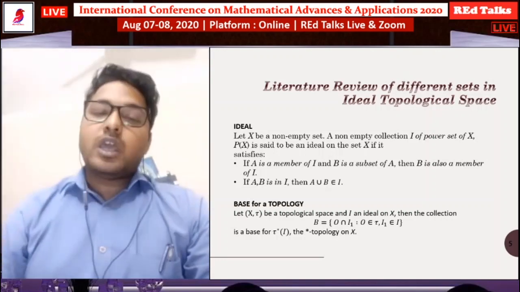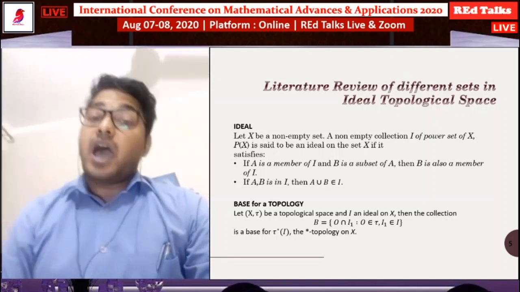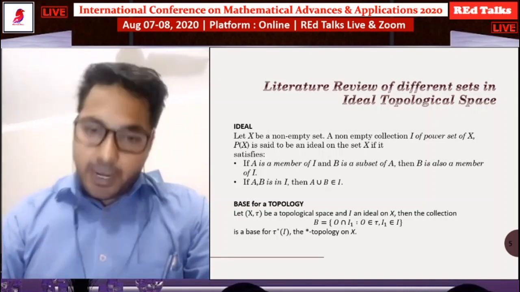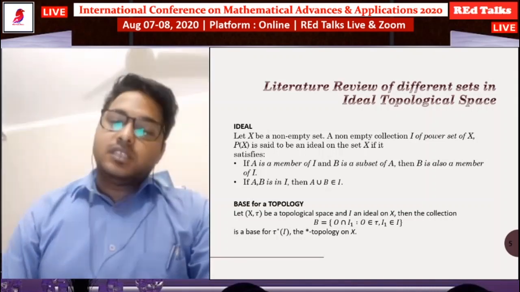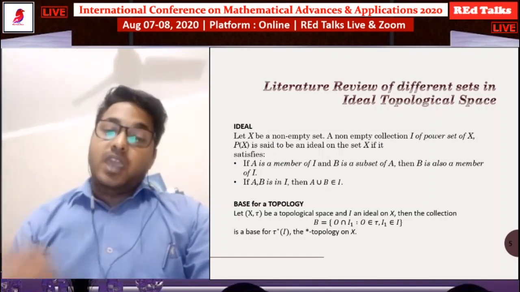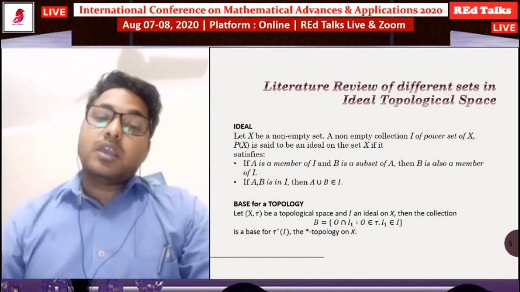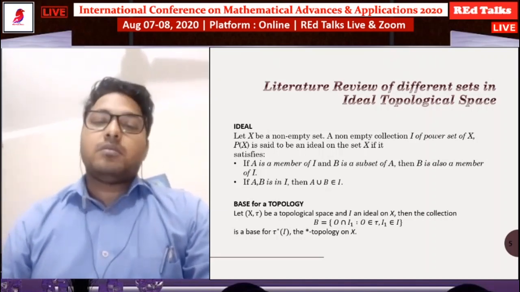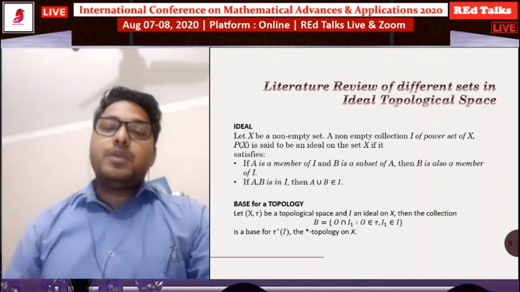First of all, we should tell you what we mean by ideal. An ideal is a non-empty subset of the power set of X which satisfies these two properties. That is, if A is a member of I and B is a subset of A, then B has to be a member of I.